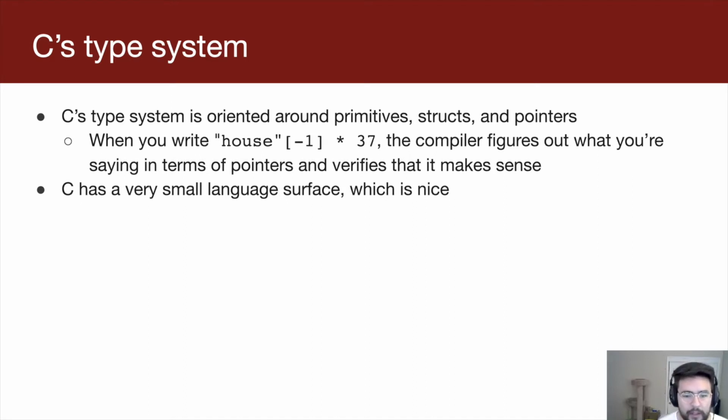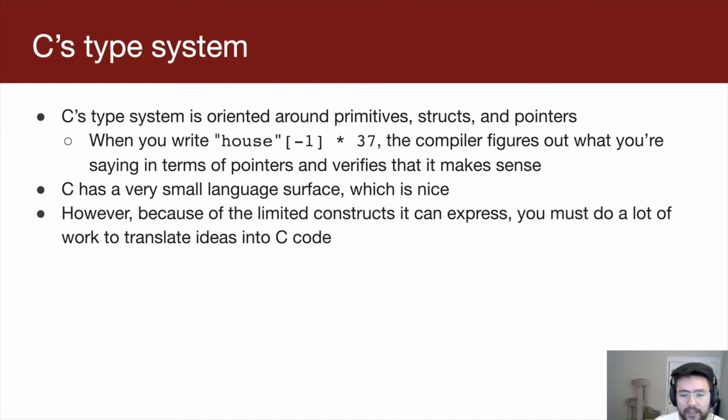And C has a very small language surface, which is nice. You can learn the whole thing in a short amount of time. But because you can't actually express that many ideas in this code, when you have ideas like, I want to have a list of numbers and I'm going to put these things in and iterate over this list, you actually have to do a lot of work to translate these ideas into C code. Just passing a list to another function involves work. You need to pass a pointer to the list, and you have to pass the length of the list. And you have to make sure that you pass the right length for that list, otherwise you're going to be in trouble. And maybe that's more work than we should be doing.